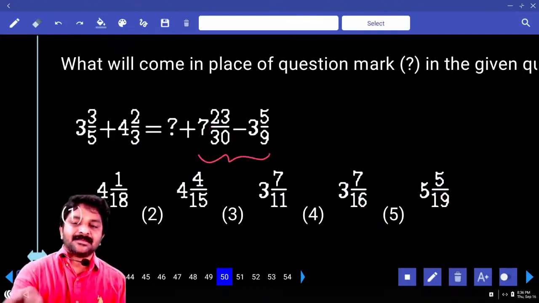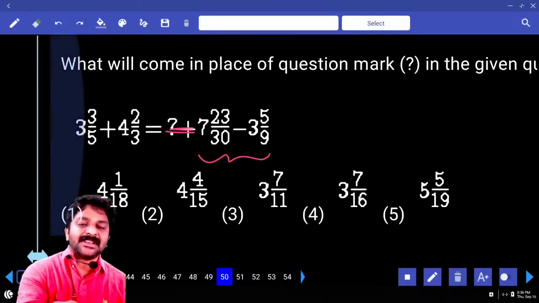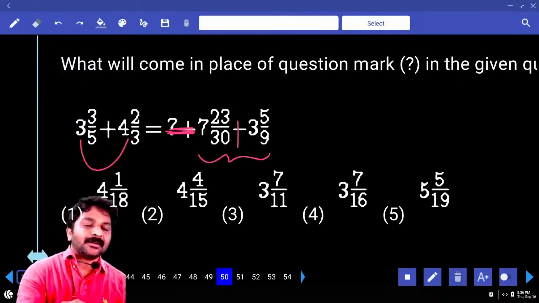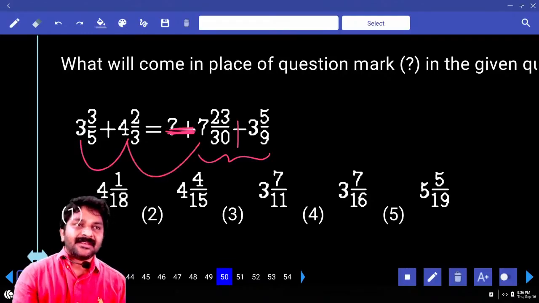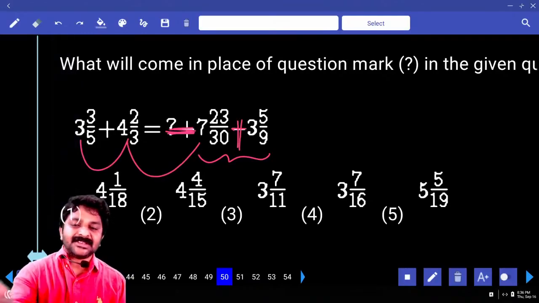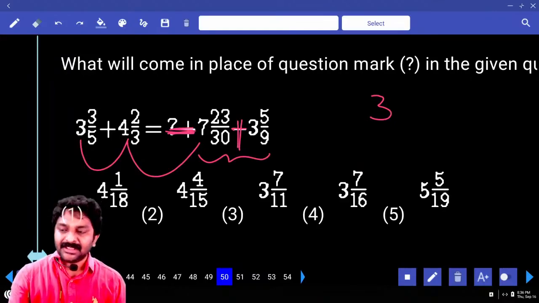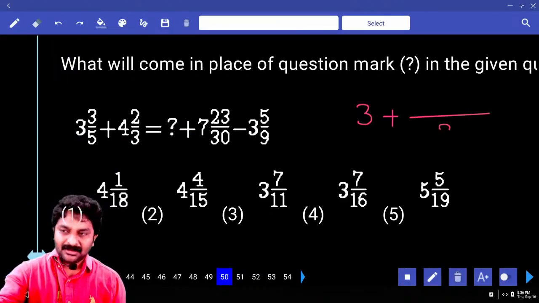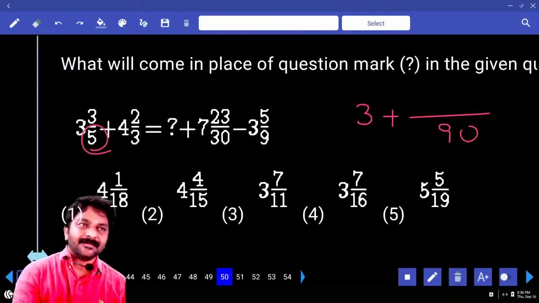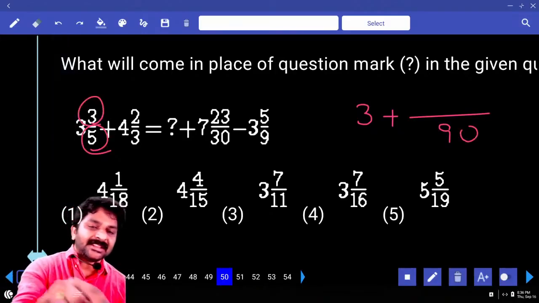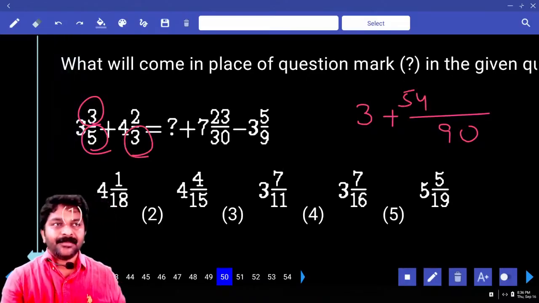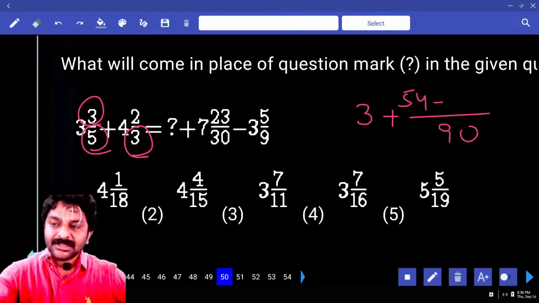When these numbers come to the left hand side, this becomes negative and it becomes positive only. 3 plus 4, 7 minus 7, and then we have plus 3. So integer we have 3. Is this clear so far? Now what is the LCM? 90. 5 how many times? 18 times. 18 threes? 54. 3 how many times is 90? 30. 30 into 2? 60.